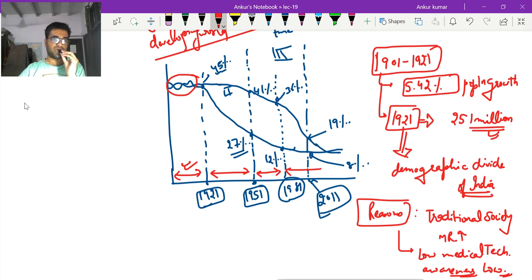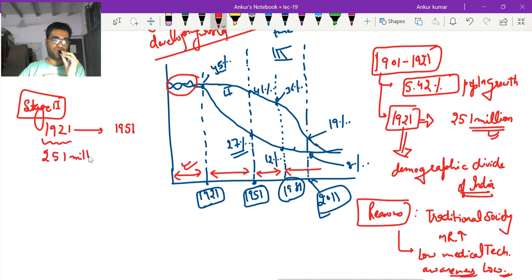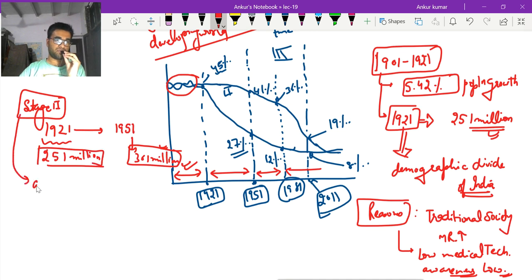Moving on to the second phase, that is, the second stage. In stage number 2, what happened? Stage 2 started from 1921, and we will analyze up to 1951. In 1921, Indian population was 251 million. Up to 1951, it increased to 361 million. So there was an increase of close to 110 million in the Indian population, and this occurred because India entered the age of receding pandemics. This stage is called the age of receding pandemics.